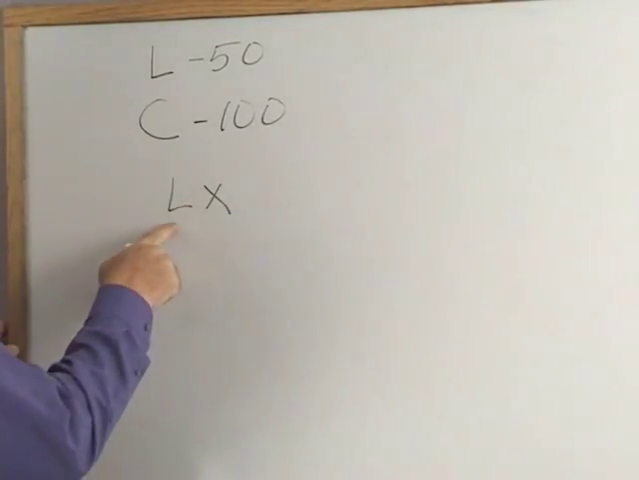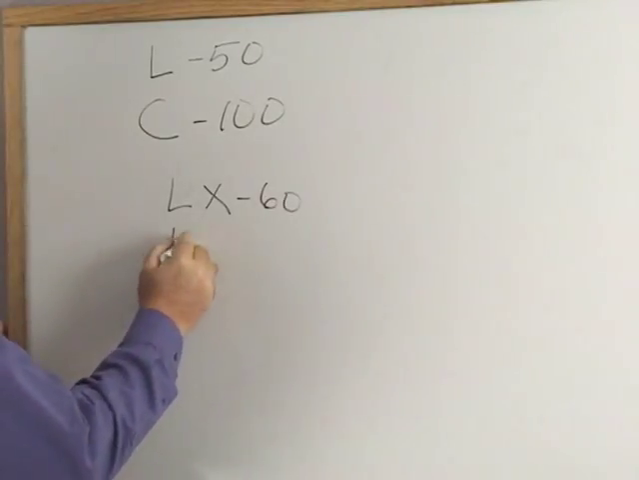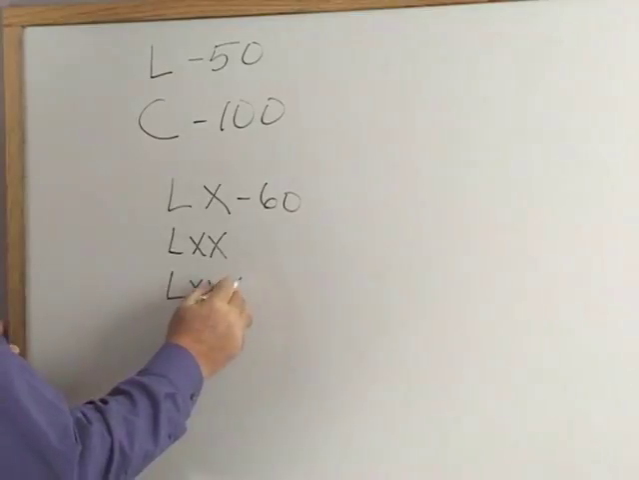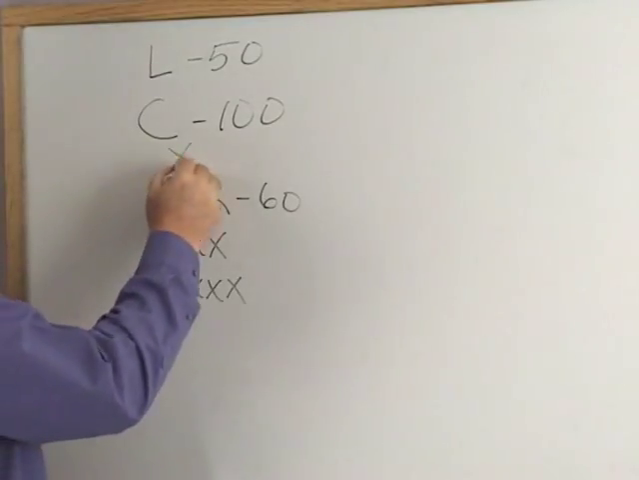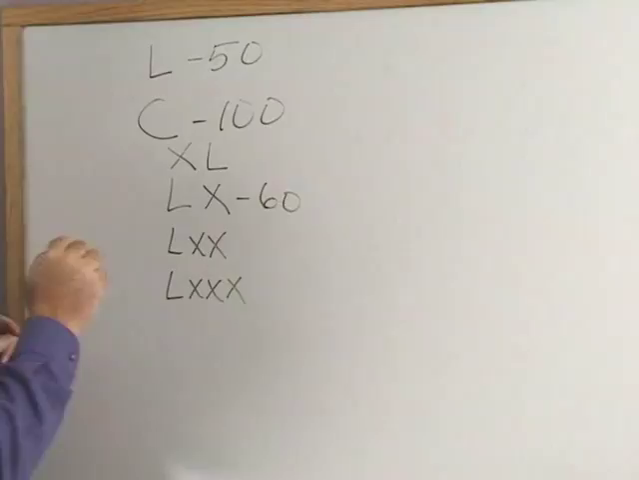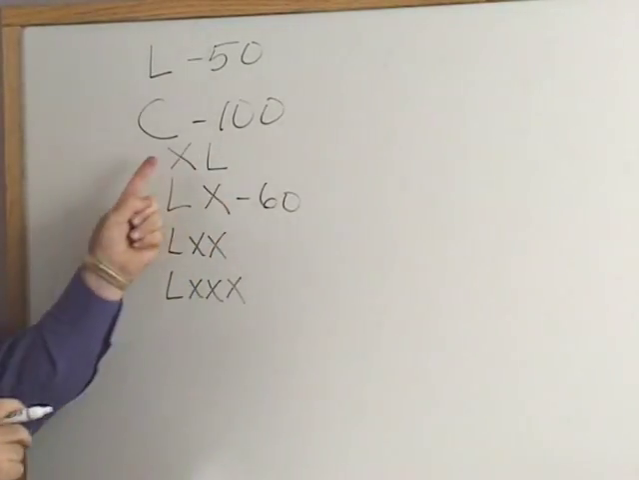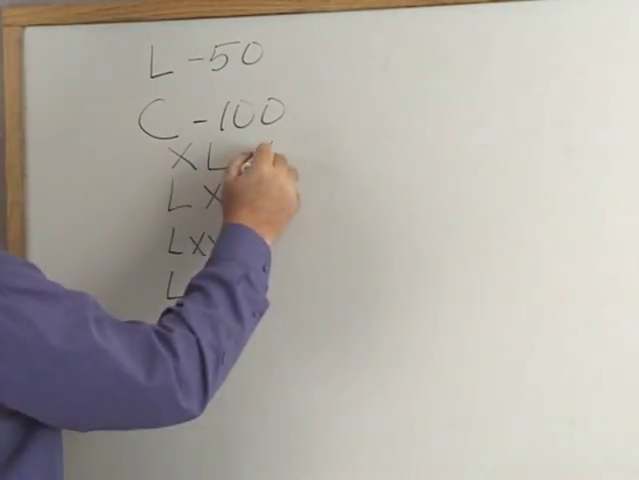LX, because 50 plus 10 would be 60. How about 70? 80? 40? XL, extra large. I wish I could fit into extra large, but okay, XL means 50 minus 10, because the X is smaller than the L, right? That's 10, that's 50, and so that's 40.